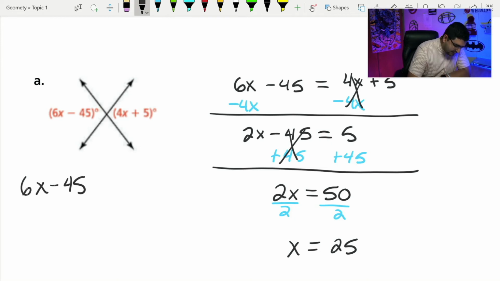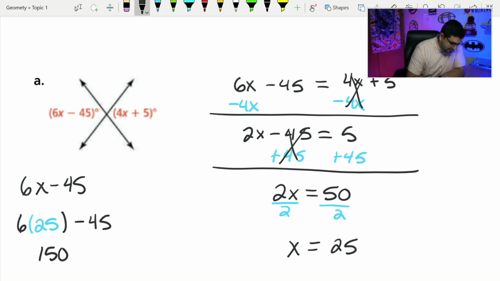minus 45. Since these angles are both equal to each other, I only have to plug it into one of them. So I'm going to go ahead and do 6 times 25 minus 45. 6 times 25 will give me 150, minus 45 equals 105. So I know that both of these angles are 105 degrees. So that's how we use the vertical angles theorem to help us find some angles.